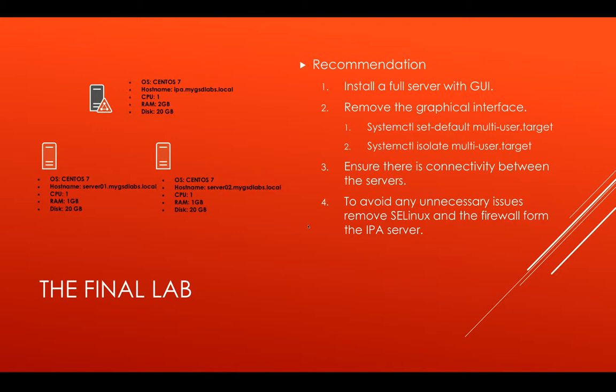The fourth recommendation, and this is completely optional, is to eliminate or disable SELinux and the firewall on your IPA server. The reason I recommend this is that it's better not to have to troubleshoot your identity management server. You need to focus on the work you need to do on server 1 and server 2, and restricting your identity management server is not practical. So I would recommend removing SELinux and the firewall on that server.